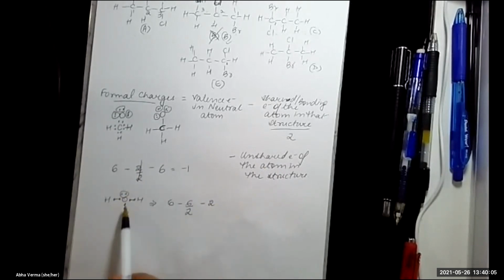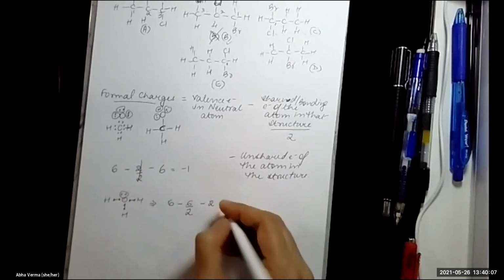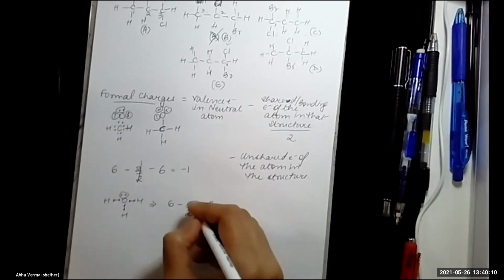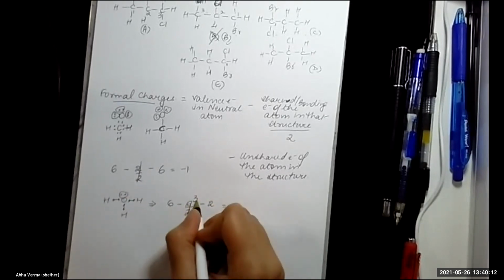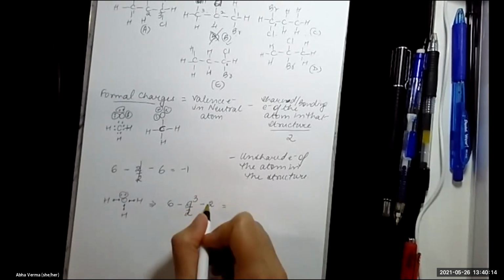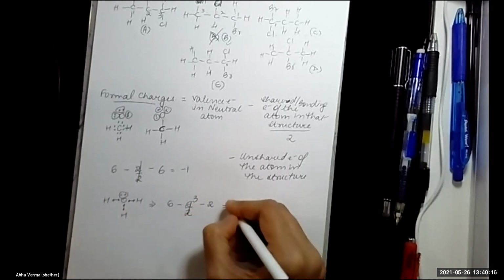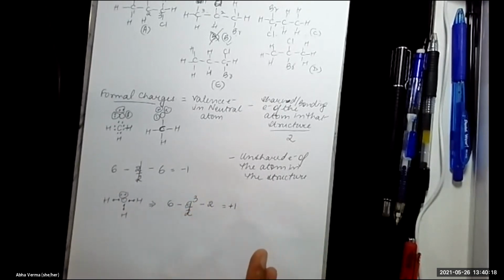Right? So if we solve for this, 6 minus 3 is 3. 3 minus 2 is a 1. We don't write just 1. We write it as a plus 1.